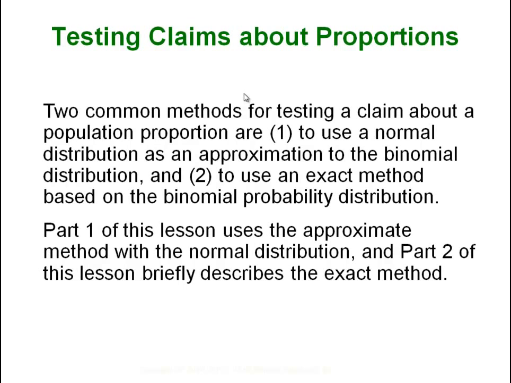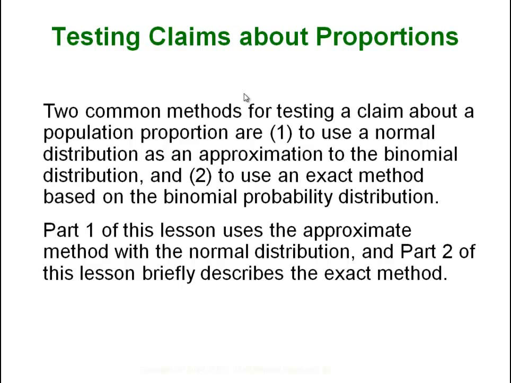Alright, there are two different ways that you can test claims about proportions. One, you can use the normal distribution to approximate the binomial distribution, or two, you can use the exact method, which is just based on the binomial probability distribution. We're going to start off showing how to use the normal distribution to approximate it, only because it ties in nicely with how we do tests about the mean. You know, we use a normal distribution for the mean if we know the standard deviation, so it'll tie those two together.